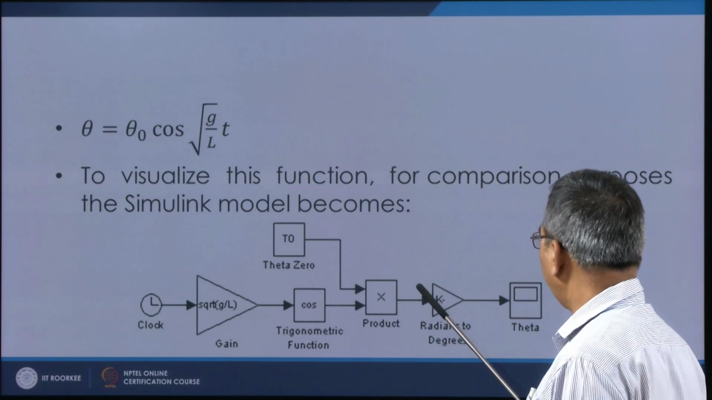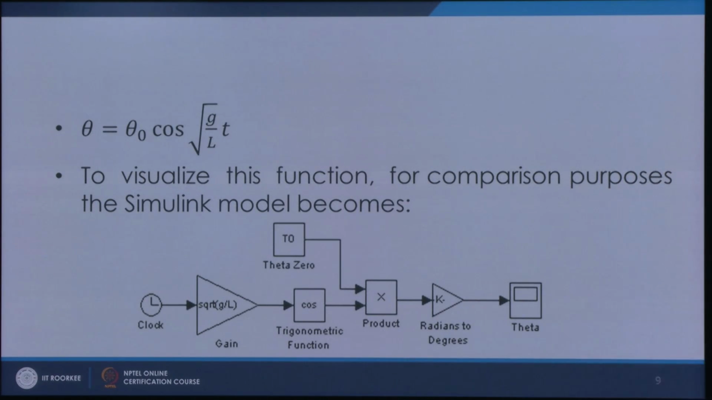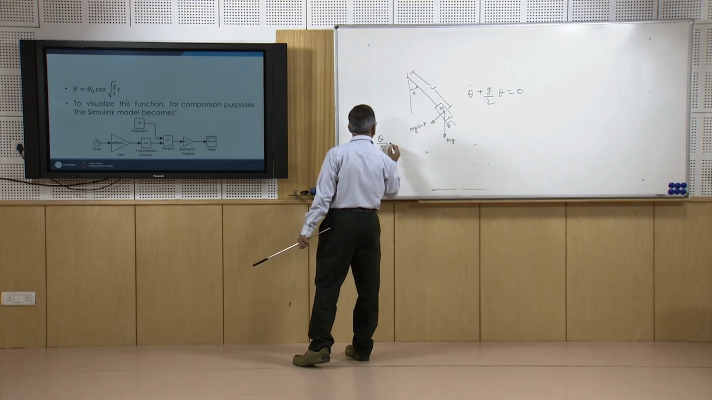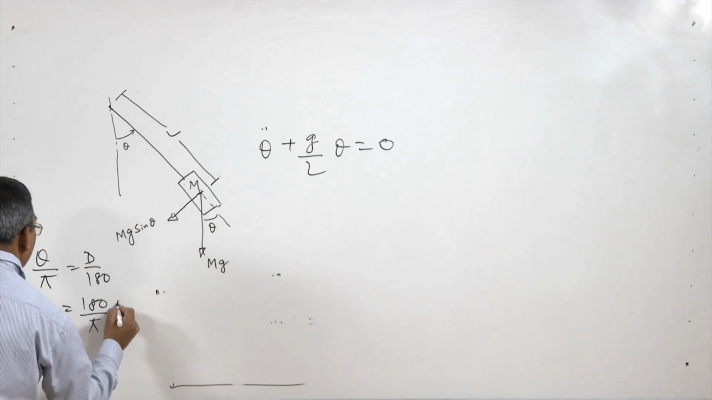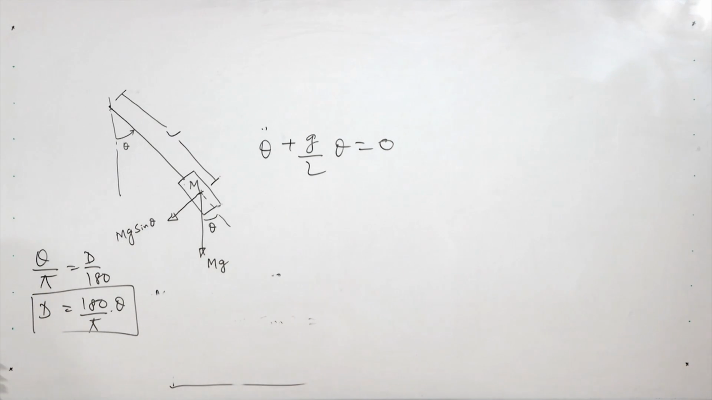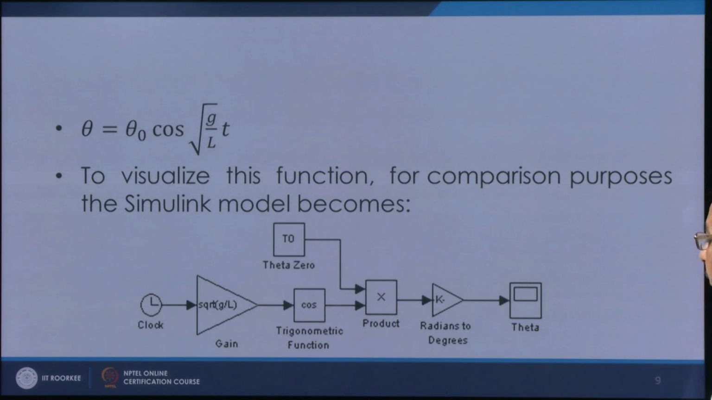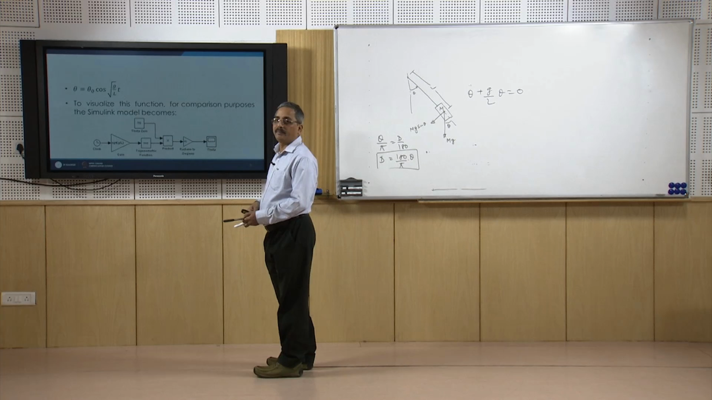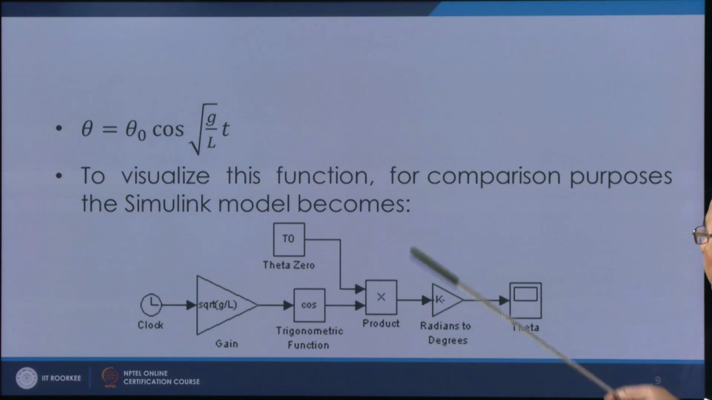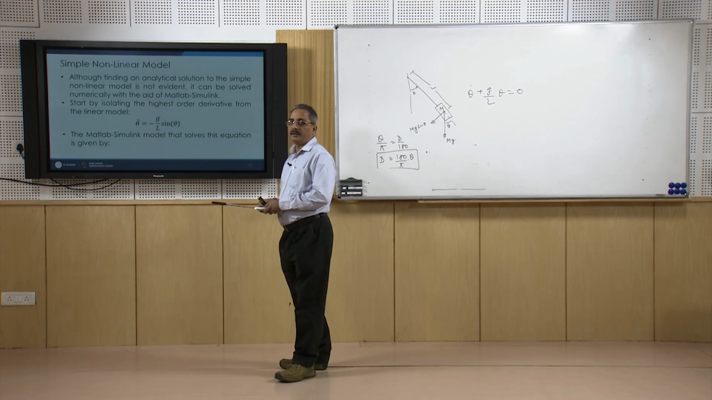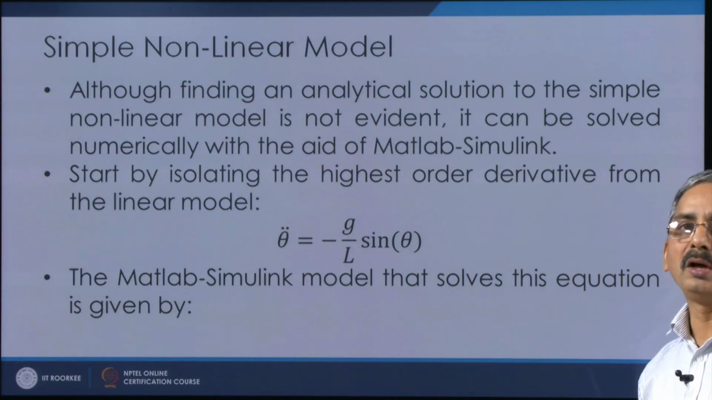So, here is my theta, and then of course, I can use the radian to degree conversion using the simple formula, that is theta by pi is equal to d by 180. So, my d will be 180 by pi into theta. So, using this formula I can convert radians to degrees, and I can see that value of theta here. So, this way I can simulate the behavior of the pendulum in terms of the rotation theta. Then let us try to make the model a little more involved. Let us assume that our model is non-linear, okay.